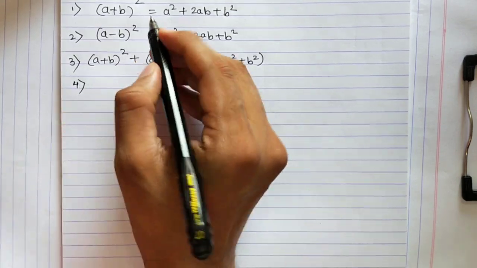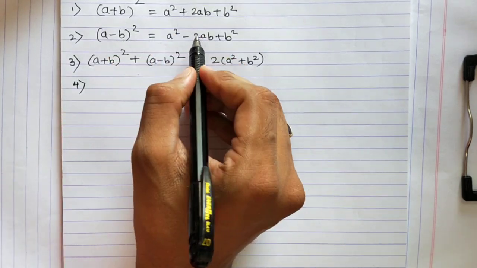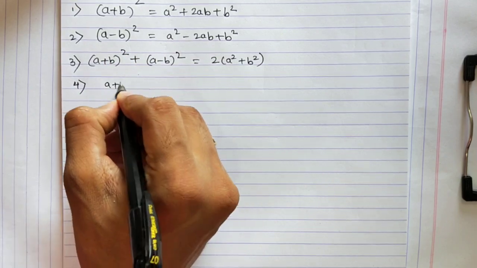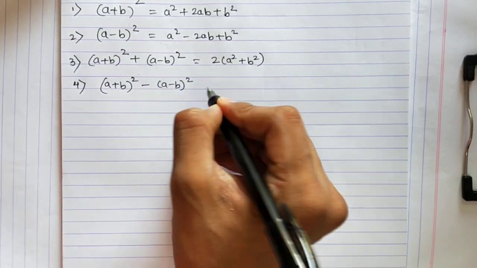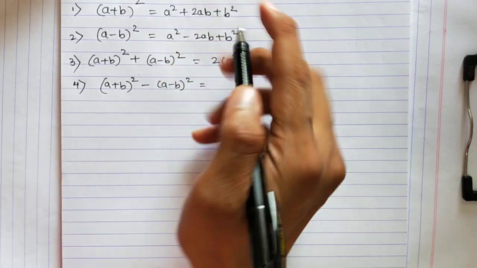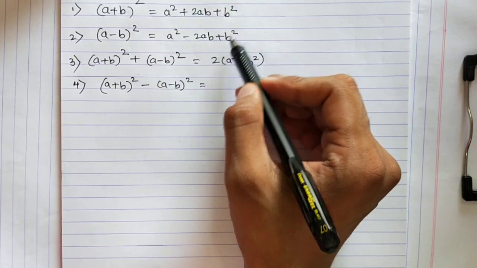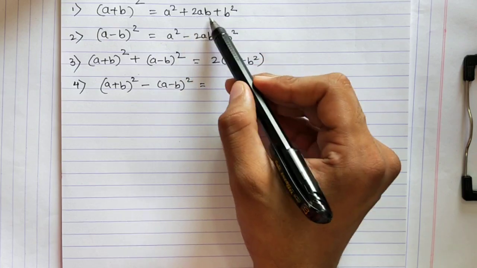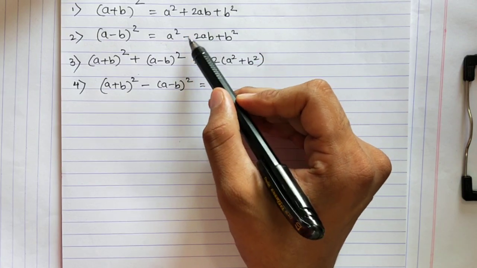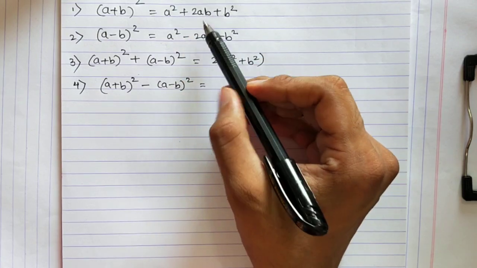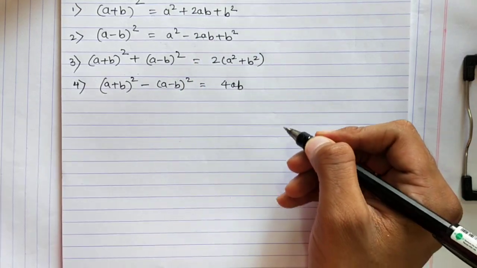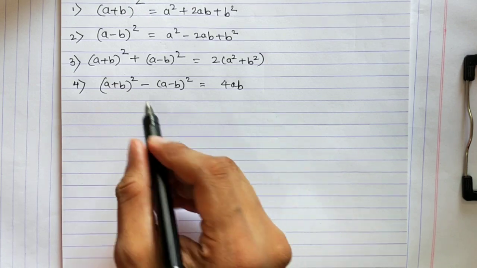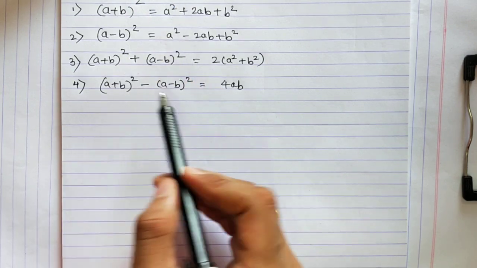Then when you subtract these two formulas, first and second, while subtracting we get (a plus b) the whole square minus (a minus b) the whole square. When we subtract both of these, a square gets cancelled, b square gets cancelled. But 2ab minus minus 2ab becomes plus. So 2ab plus 2ab, you will get the answer as 4ab. Okay, so these are the four formulas based on a and b.